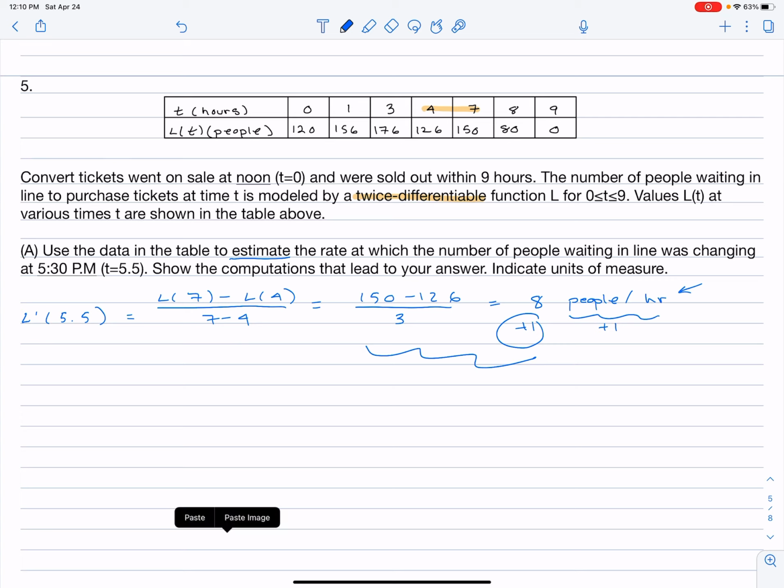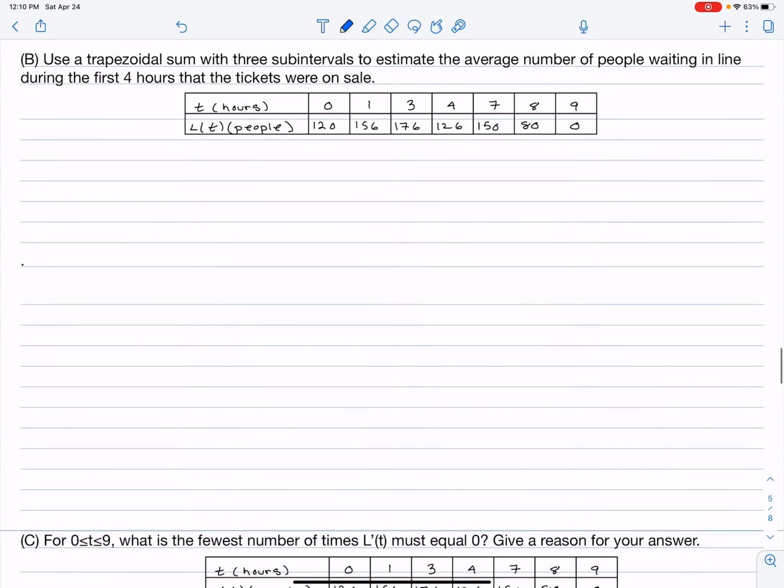Let's move right along. Use a trapezoidal sum with 3 subintervals to estimate the average number of people waiting in line during the first 4 hours. So average number of people, this is an average value theorem, right? Average number of people. So we're taking people divided by time, so that's average value.